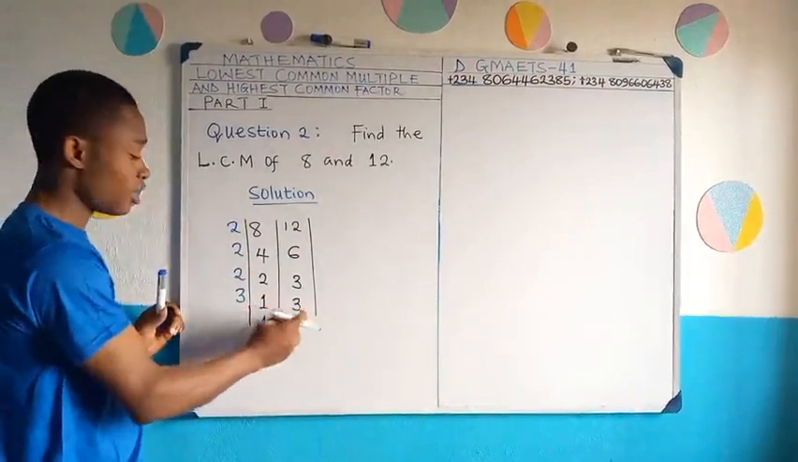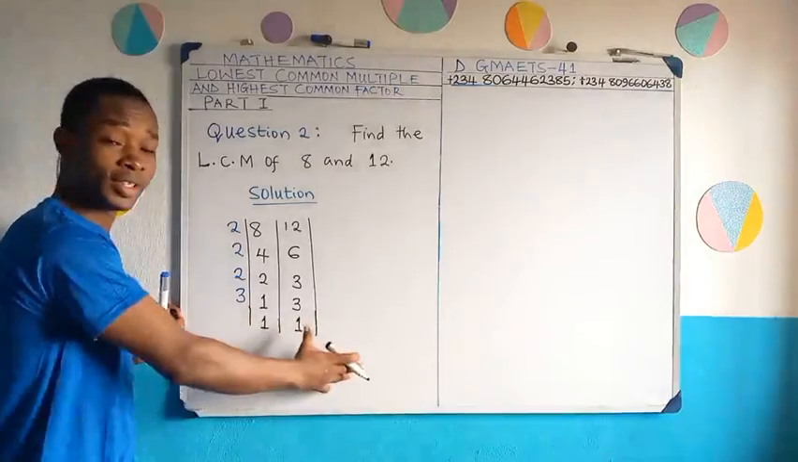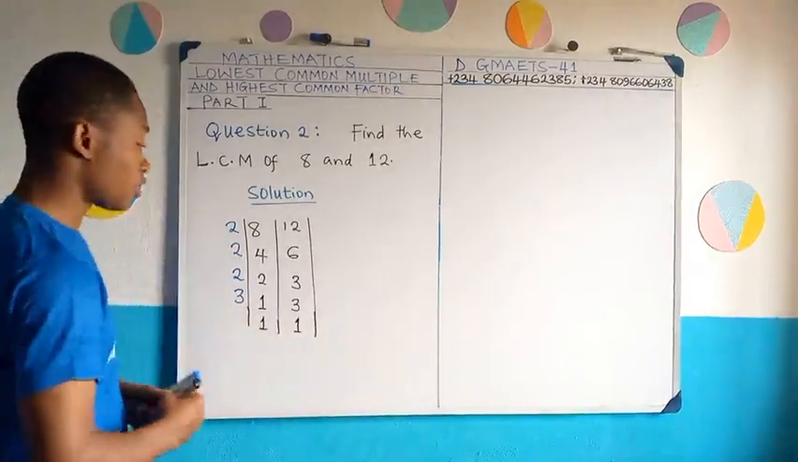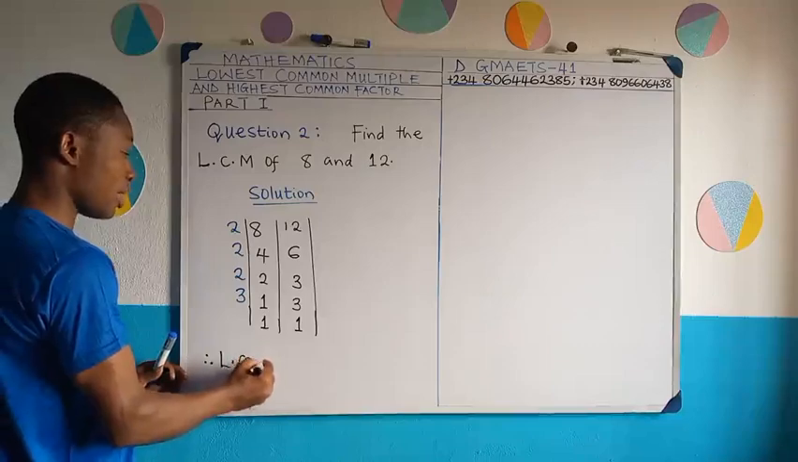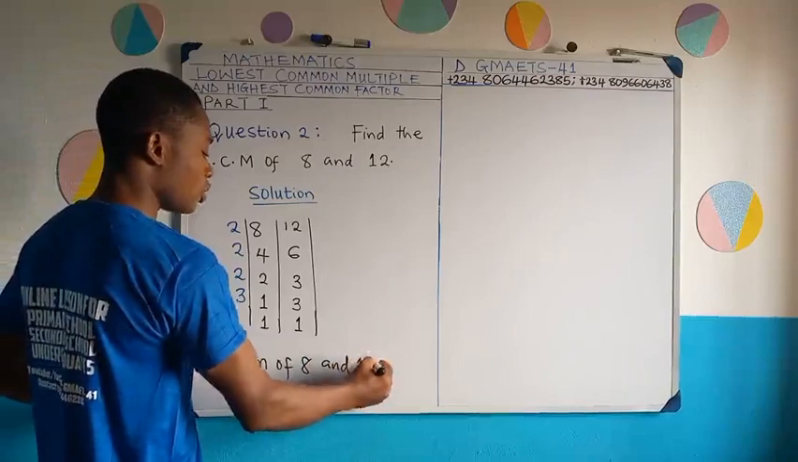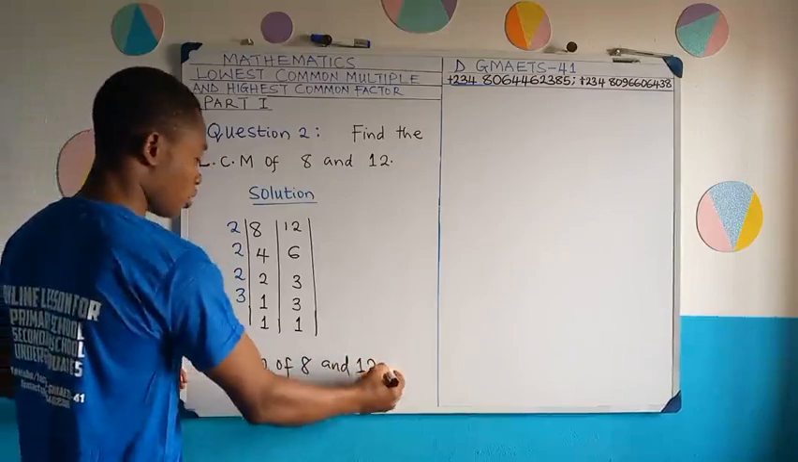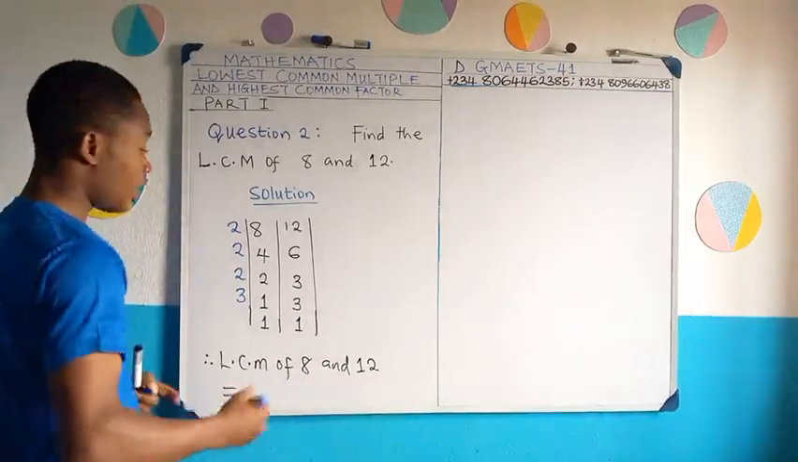Move on to this, 3. 3 can divide 3 and we'll get what? 1. So you see, you've gotten 1 in each column. So you stop and conclude. Therefore, the LCM of 8 and 12 is equal to, now what we have to do is to multiply. Let me put equal to here. We're going to multiply the numbers I used in dividing.